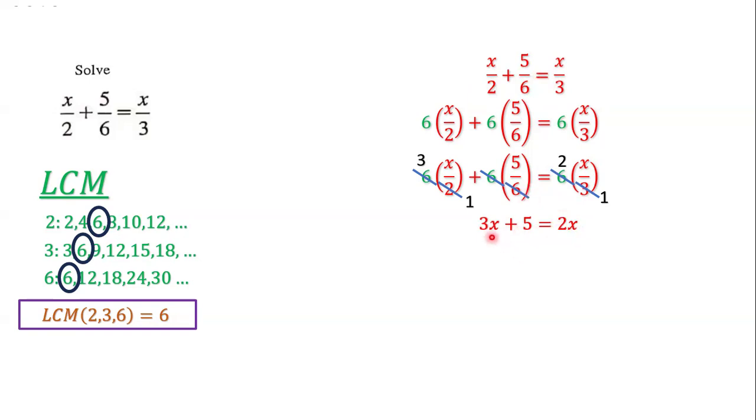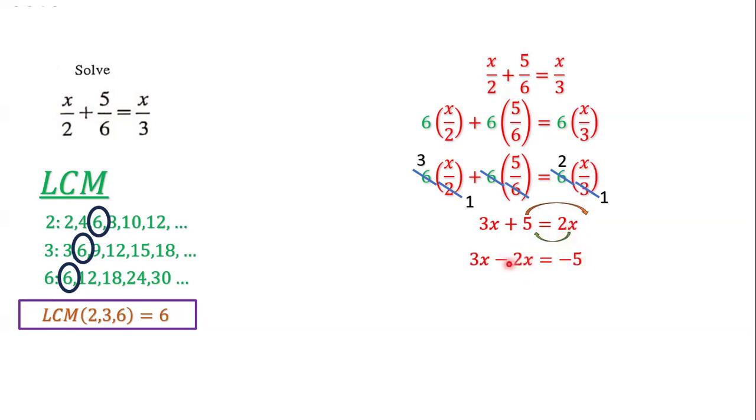And so we have 3x plus 5 is equal to 2x. So we take this 5 and we send it over the equal sign, and we take this 2x and send it over the equal sign. And so what do we have? Well, this was a positive 5, and when we send it over the equal sign, it becomes a negative 5. This was positive 2x, and when we send it over the equal sign, it becomes negative 2x.